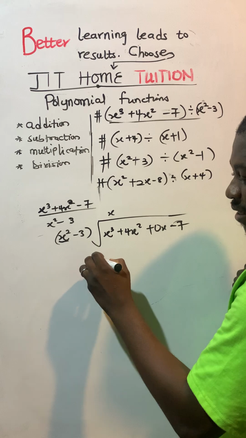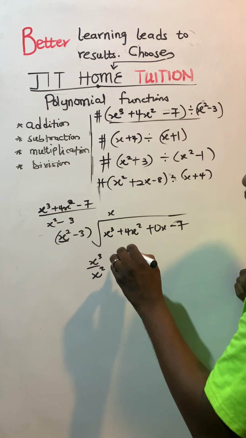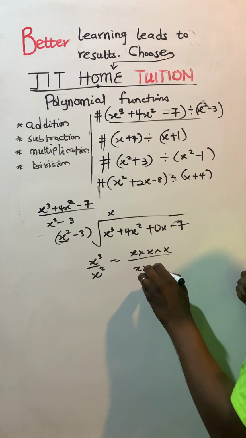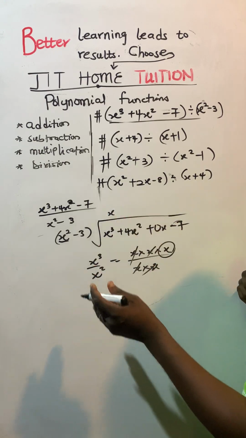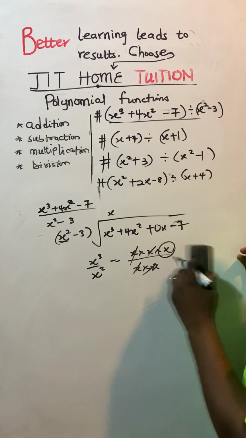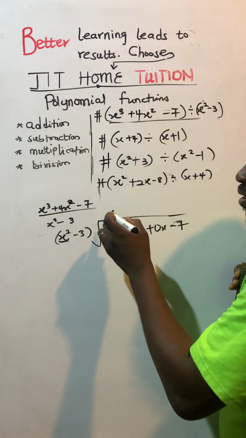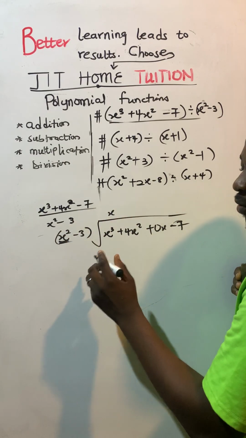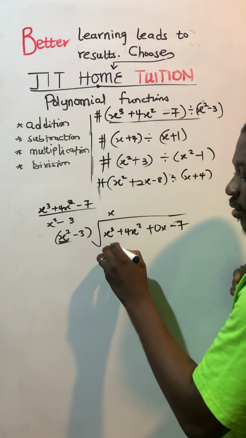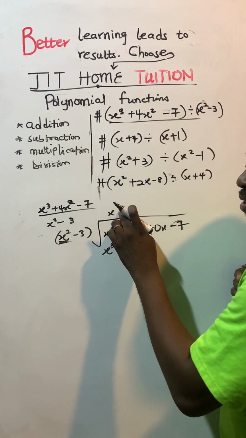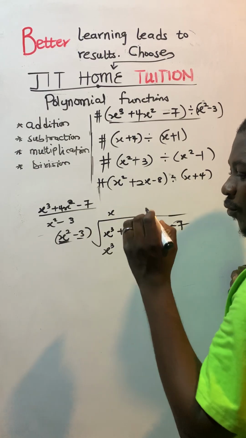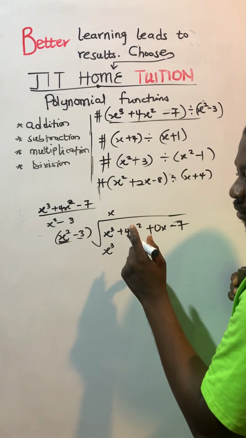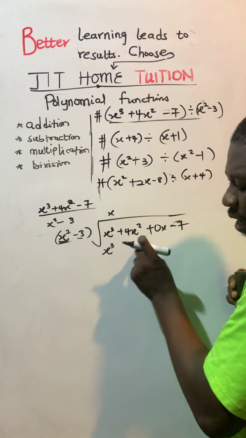What this means is x cubed on x squared. You have x times x times x on x times x, so this one will cancel. What is left? x. So that is what the division is about. Now, immediately you get that, this x will come and multiply what you have here. When it multiplies, you have x cubed. That same x will also multiply what you have over here, giving you negative 3x.